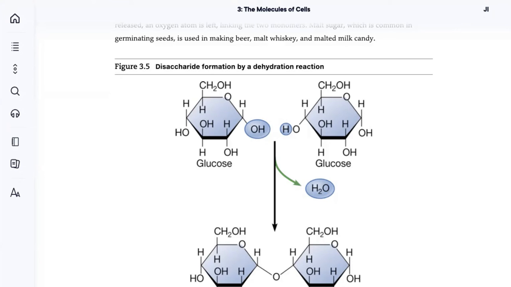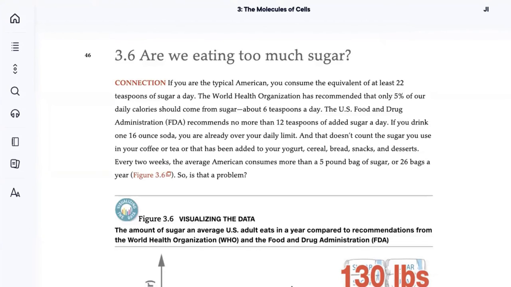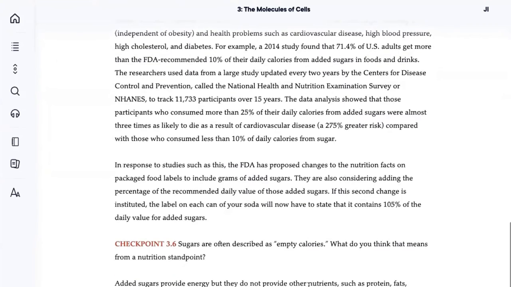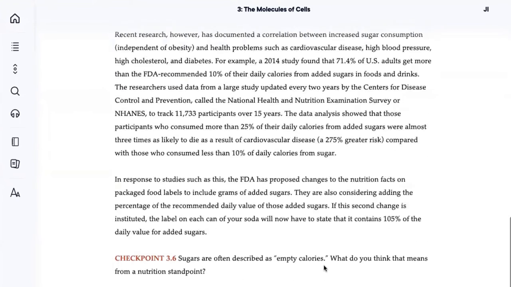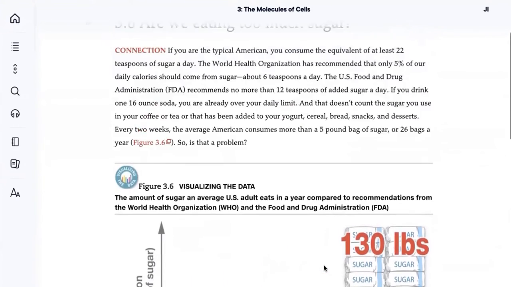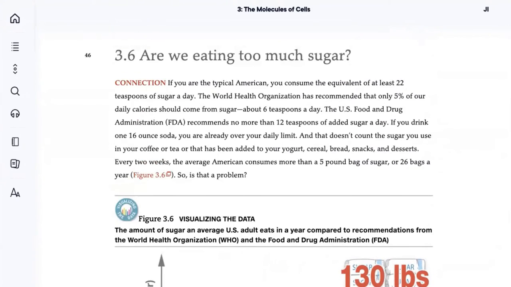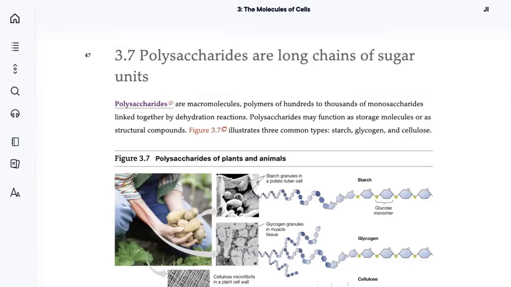Next part of the chapter is this little bit of nutritional information. Go ahead and read that. Are we eating too much sugar? Yeah, probably. Yeah, not our main focus right now. We're thinking about biochemistry, molecules. Right?